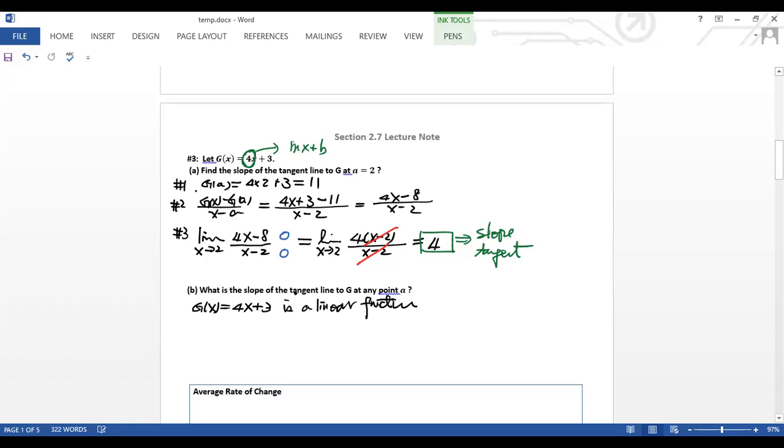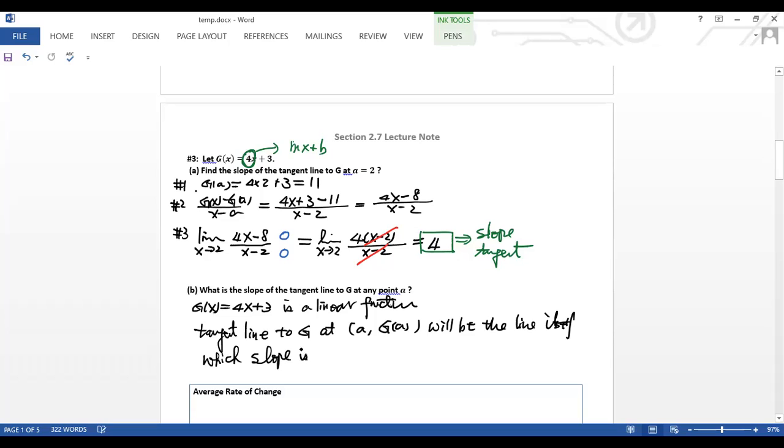Okay, so now the tangent line to g at a and g(a) will be the line itself. Which is what? The slope is 4. Because this is the slope, right? So this is the linear function, so it's 4x plus 3.